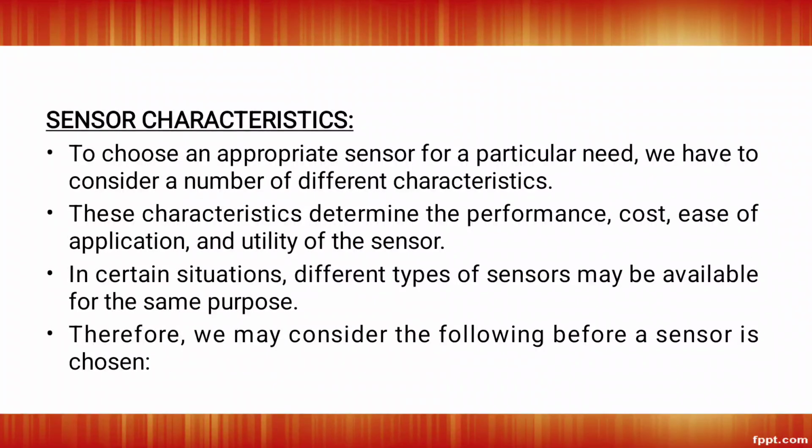So, the characteristics of a sensor. For choosing an appropriate sensor for a system, we have to consider certain characteristics for selecting it. These characteristics determine the performance, cost, ease of application, and utility of the sensors. In certain situations, different types of sensors may be available for the same purpose. Therefore, we must consider the following before a sensor is chosen.